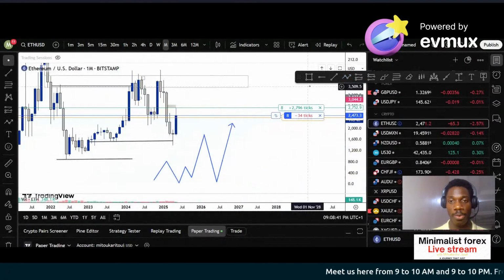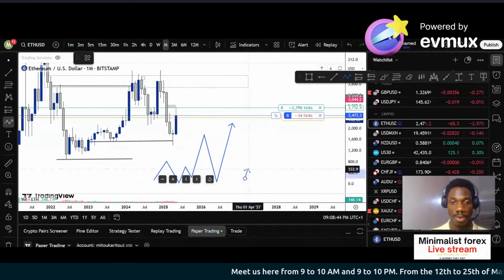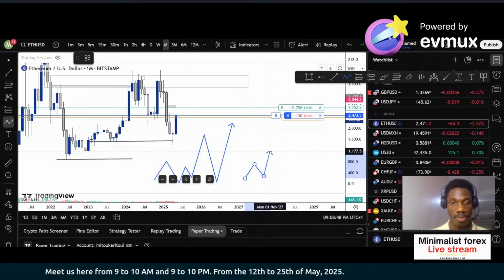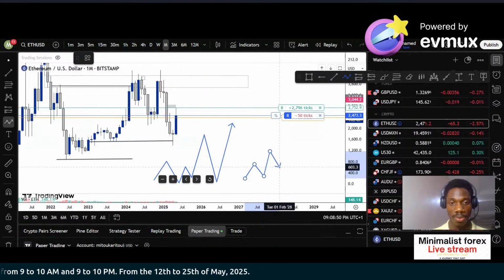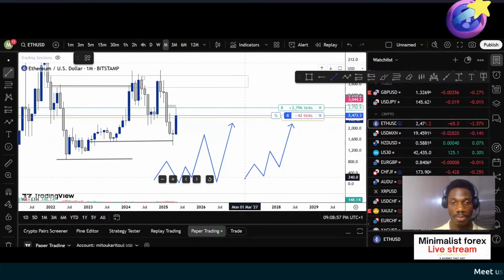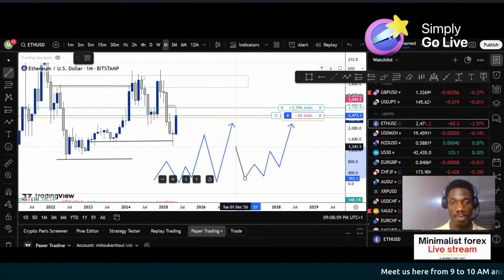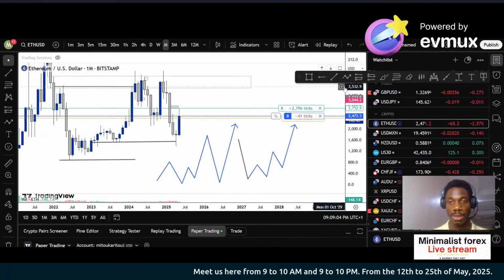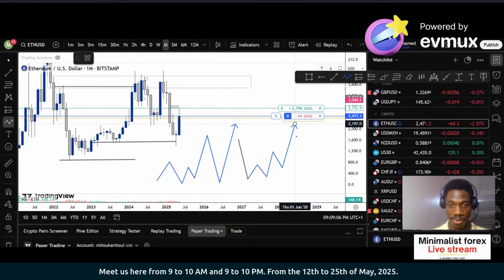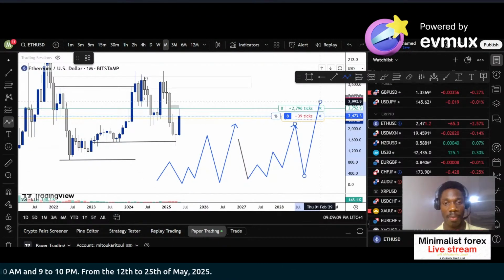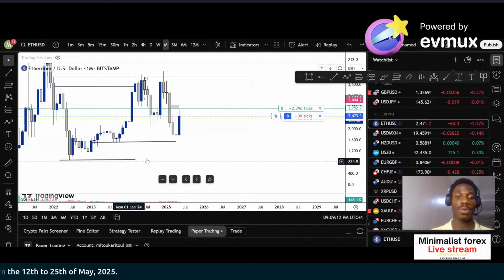But because what price did was create a high, create a low, create a high, create a low, and then went all the way to the top and broke a high, when price is coming down, price now has to come down to take out this low before going up.